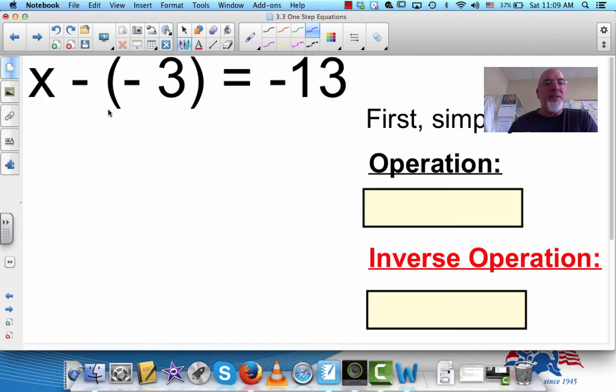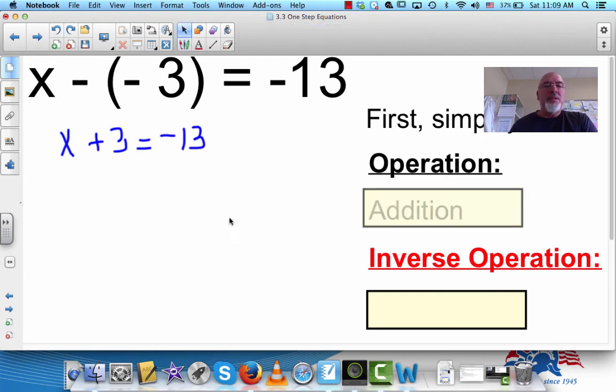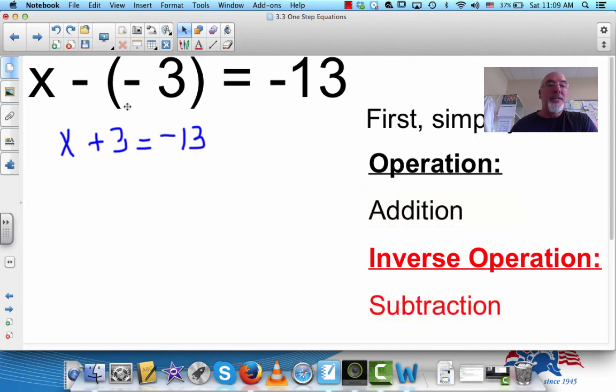Alright, this one's a little bit different as well. This time we've got x minus a -3. So what we're going to do is first simplify. A minus minus makes a plus, and that gives us x plus 3 equals -13. Our operation that we're working with is addition, and the inverse operation of addition will be subtraction. So we're going to subtract 3 from both sides of the equation.